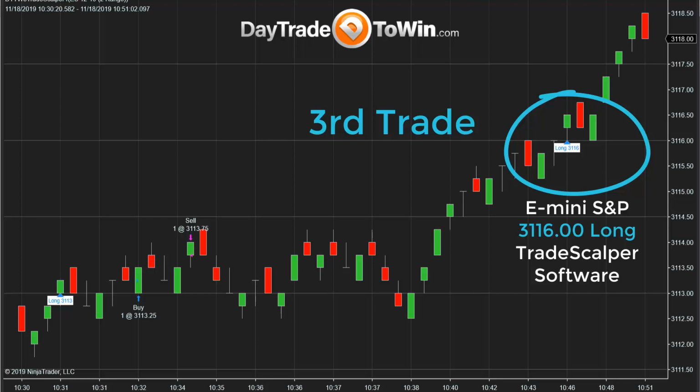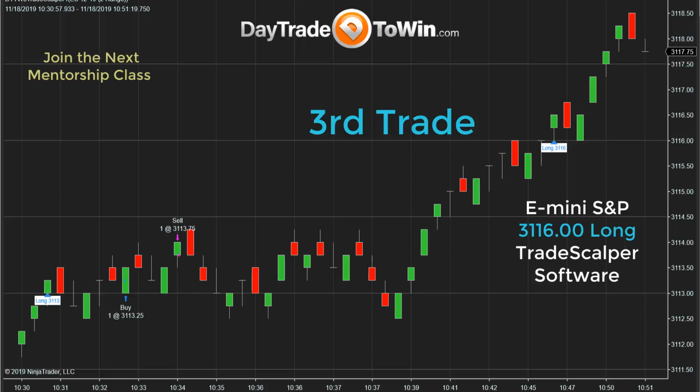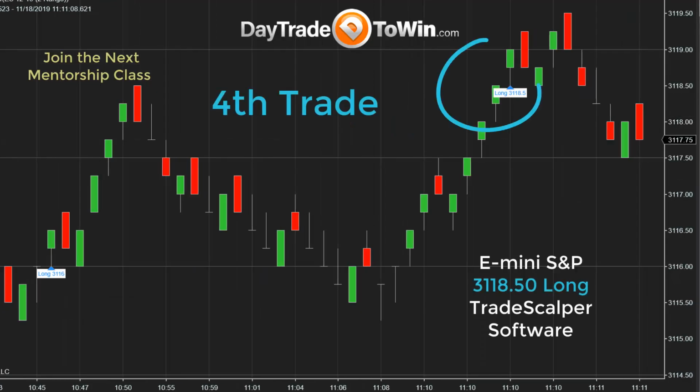Unfortunately, I wasn't paying attention. I missed out on this trade. This trade would have been entered correctly at 31.16, but I was unable to catch the trade. But this is the third trade, and those of you who have the Trade Scalper have this trade on your chart, historically showing that it occurred. The next trade, the fourth trade of the day, is another long position.